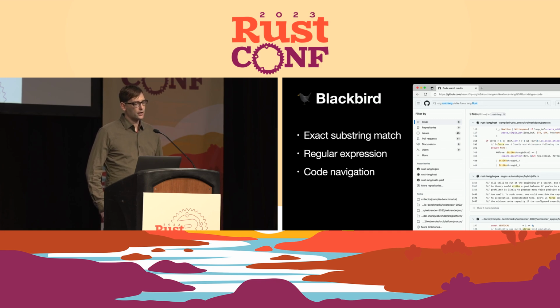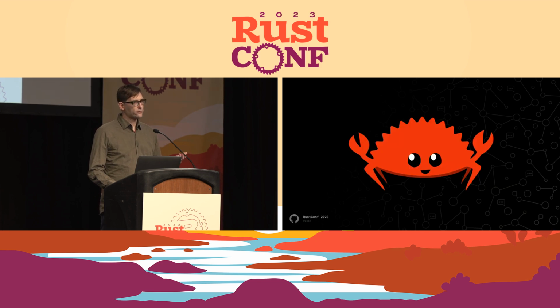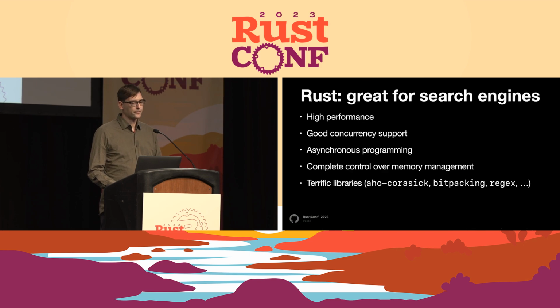We call it Blackbird, and it supports exact substring match, regular expressions, and code navigation like jump to definition. And it's fast. You can search across billions of files on GitHub and millions of repositories in just a few hundred milliseconds. And of course, it's written in Rust. Otherwise, I probably wouldn't be talking to you today.